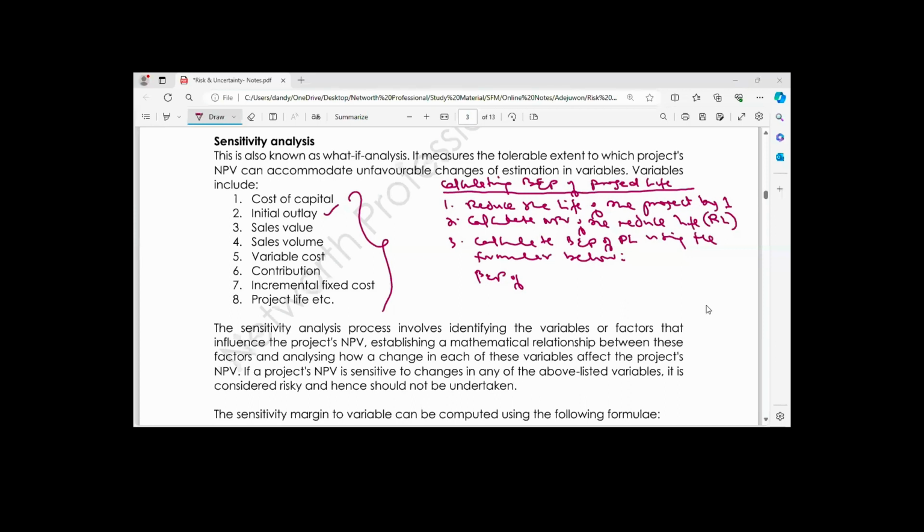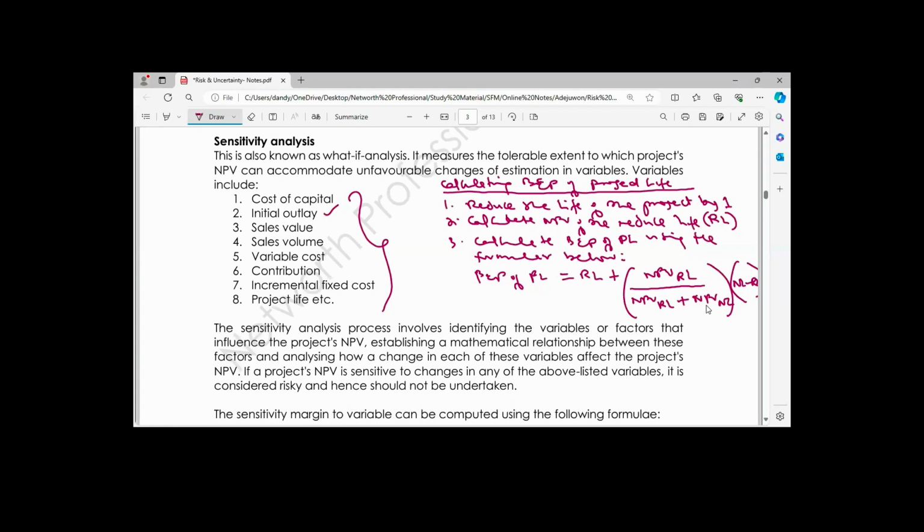Okay. So I was trying to say the other time, so our project's life. We calculated as reduced life plus NPV of reduced life divided by NPV of reduced life plus NPV of the normal life. All of this multiplied by normal life minus reduced life. Just as if you want to calculate our internal rate of return.